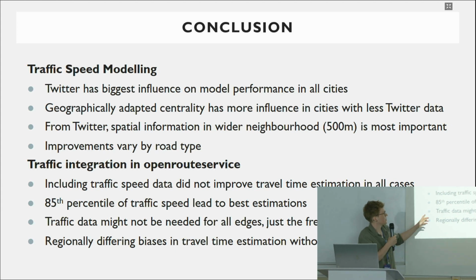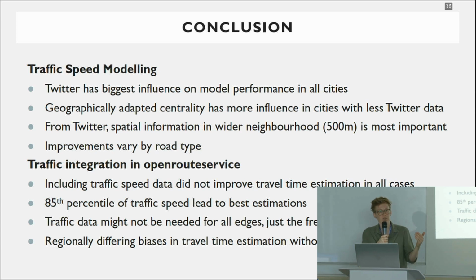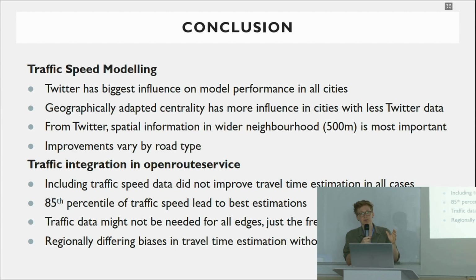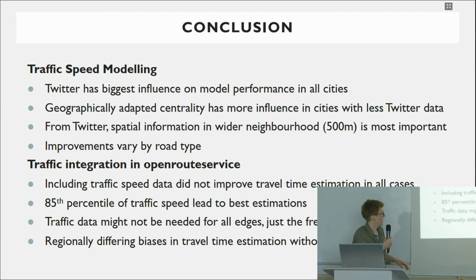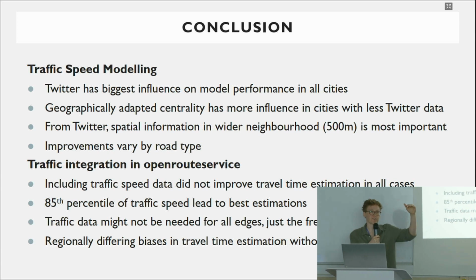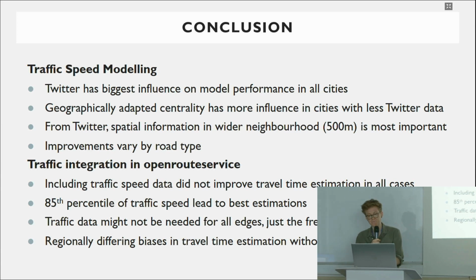And we also might not need traffic data for all edges, because sometimes the Uber data already improves the model, and the Uber data is only available maybe for 40% of the streets, while the model data was available for all of them. And we also see that regionally we have differing biases in travel time estimation right now. So in some cases we overestimate, in others we underestimate.